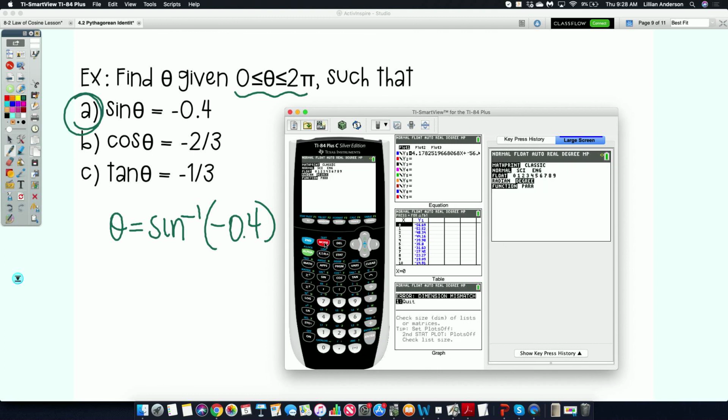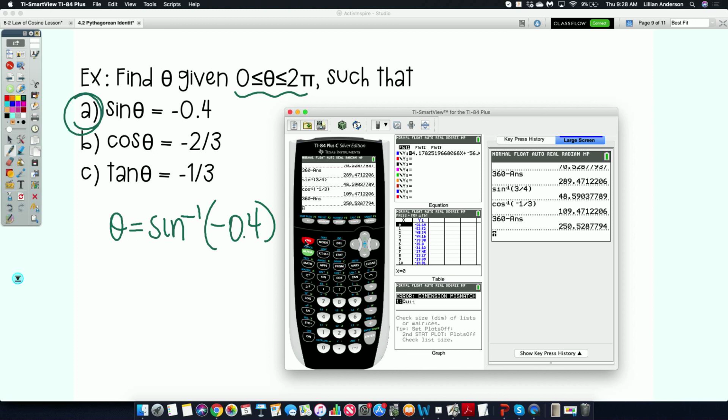So I'm going to change my mode over to radian. And then I'm going to do the sine inverse of negative 0.4. Okay? So the first angle that it gives me is an angle that's not in between 0 and 2 pi. So how can I get a value that's in between 0 and 2 pi? Add 2 pi. Okay, because that's not wrong.